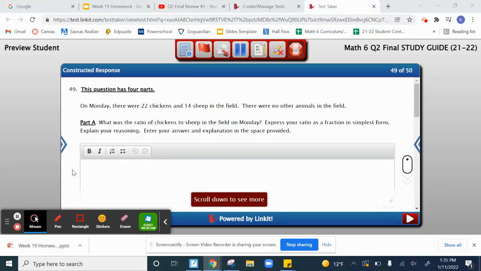I'm sorry, I also should have mentioned that we are going to be doing constructed responses here, meaning that we're going to be looking at the big multi-parts. All right, now let's get started.